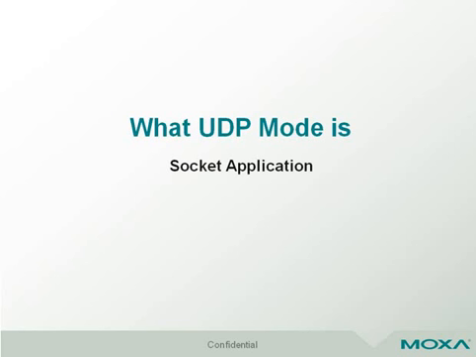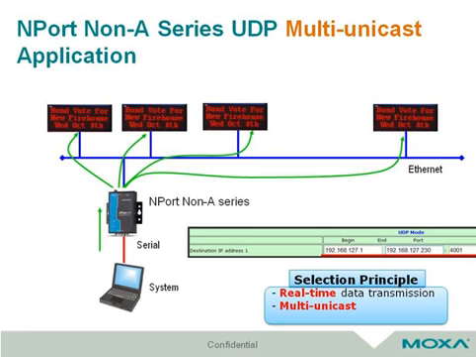After introducing TCP server and TCP client, now I'm going to talk about the other OP mode, UDP mode. In order to use UDP mode, you also need to build a UDP socket application for the system. Here is an example. If the customer's requirement is real-time data transmission and the application can endure some data loss, you could suggest the customer configure TLNPort as UDP mode. Since UDP doesn't need to establish a connection before sending data, the data would be real-time, but it cannot guarantee the data will not be lost.